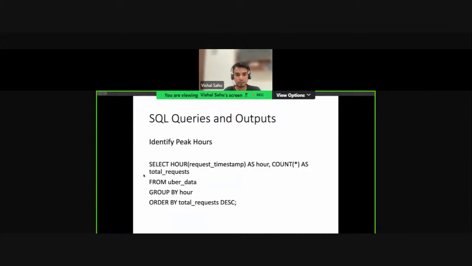This is a simple query where we have just used two functions: extracting the hour from the timestamp and then counting the number of requests using the count function. We also have ordered it by total requests, so the hour which has the highest number of requests will come on top. Now I'll show you the output that we have for this query.